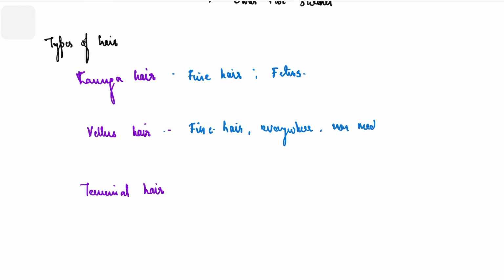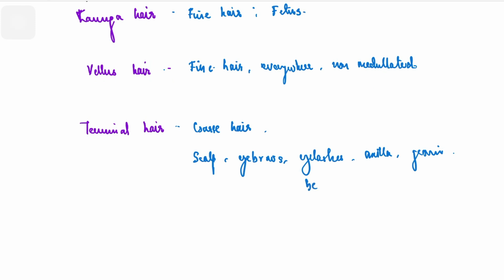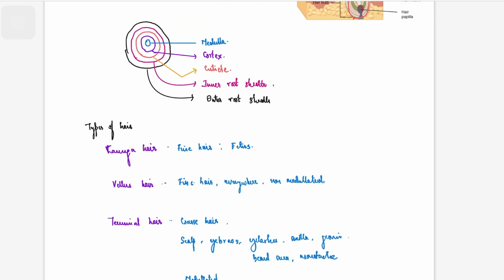These are fine hairs, they are seen everywhere, and these are non-medullated. Whereas the terminal hairs are the thick, coarse hair which is seen in the scalp, eyebrows, eyelashes, beard area, mustache area, the groin, and axilla. So you see thick hair in these areas, so it's called terminal hair. This contains the medulla; it's medullated. This is about the types of hair.